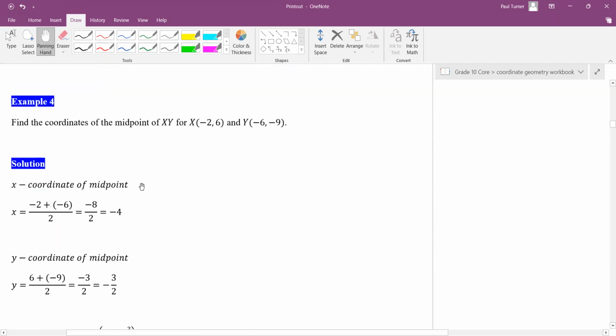Let's go down here. Okay, so let's look at this example. Find the coordinates of the midpoint (x, y) for x (-2, 6). Let's make a quick diagram. So -2, 6. 1, 2, 3, 4, 5, 6. So (-2, 6), that's going to be x. Y is (-6, -9). So 2, 3, 4, 5, 6, -6. 1, 2, 3, 4, 5, 6, 7, 8, 9. So y is down there. So (-6, -9).